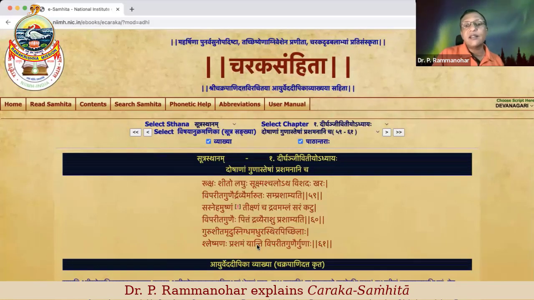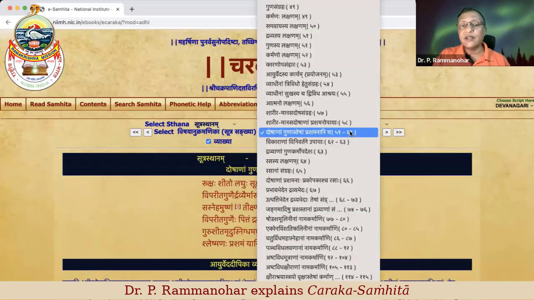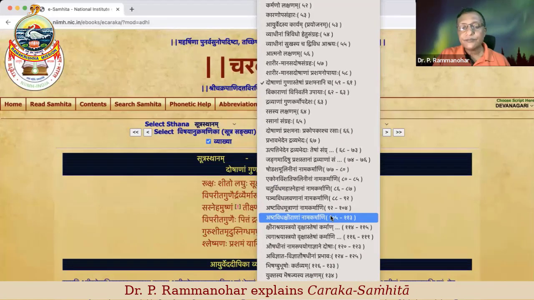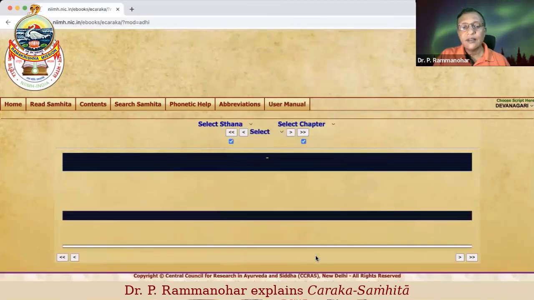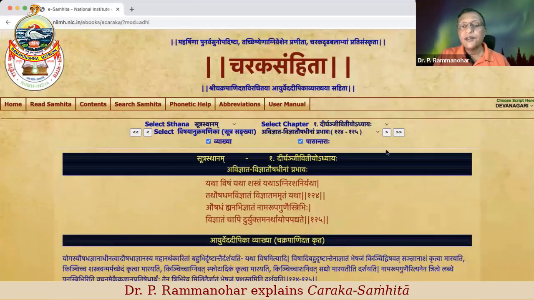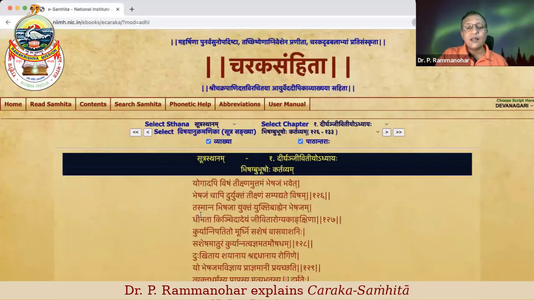So that is how Ayurveda is clear. In this chapter we will study about that. I will show you that verse right now. Yogadabhi visham tikshnam uttamam bheshajam bhavet bheshajam chabi duryuktam tikshnam sampadyade visham. So even a good medicine, even amritam, as you said, yes.